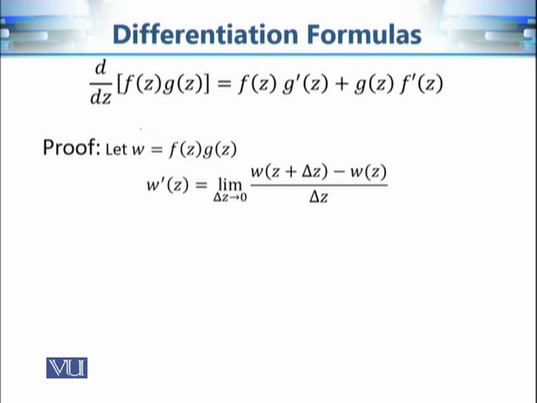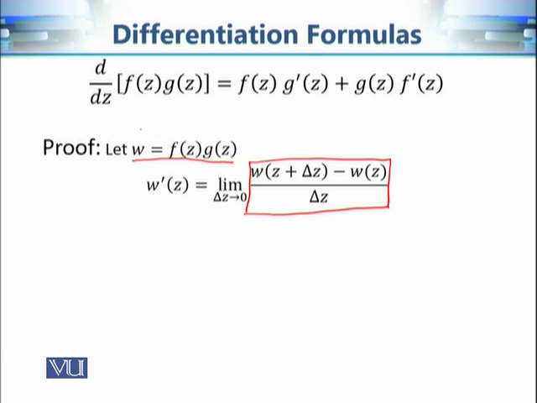Now let's see how to prove this formula. To prove this formula, we denote this function f of z into g of z by w, and by using the definition of the derivative, w prime of z is equal to limit delta z approaches 0 of w of z plus delta z minus w of z divided by delta z. So this is the definition of the derivative. And if I want to calculate this, then we need to calculate first this factor, and then we will take the limit.